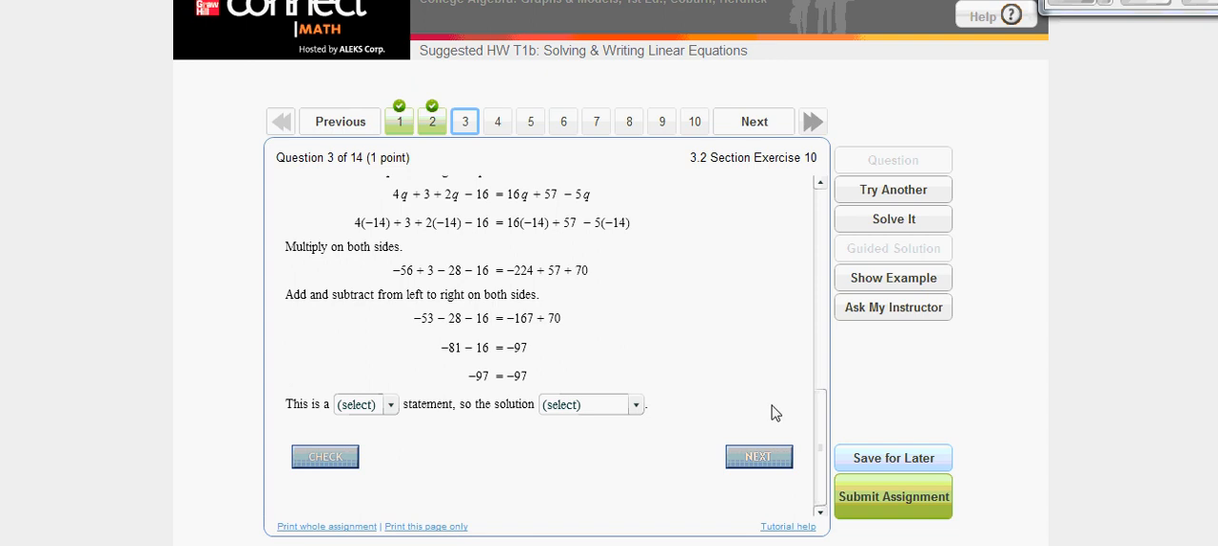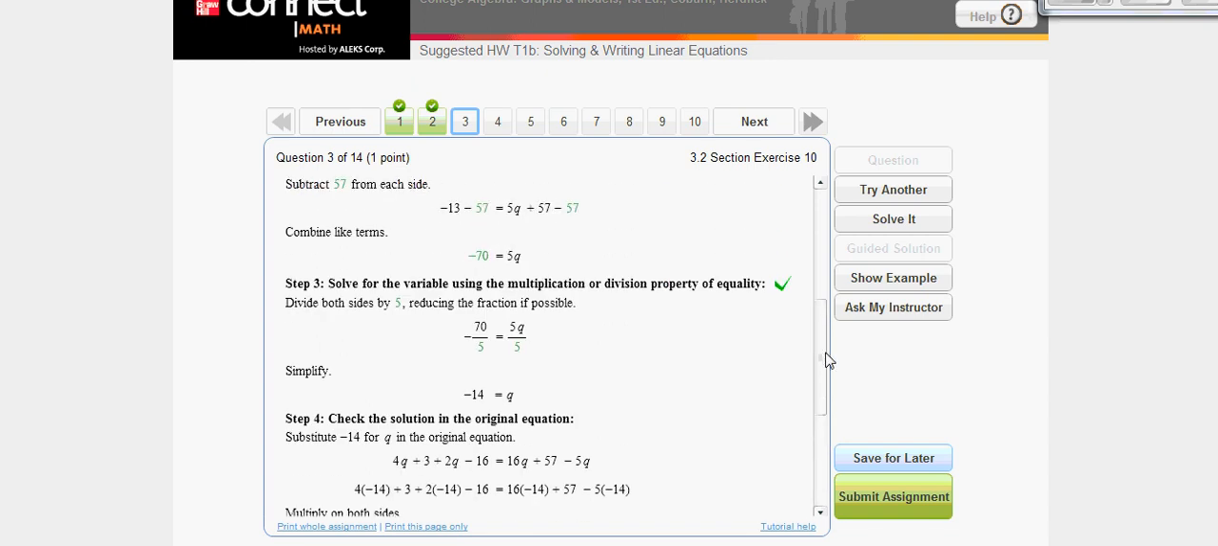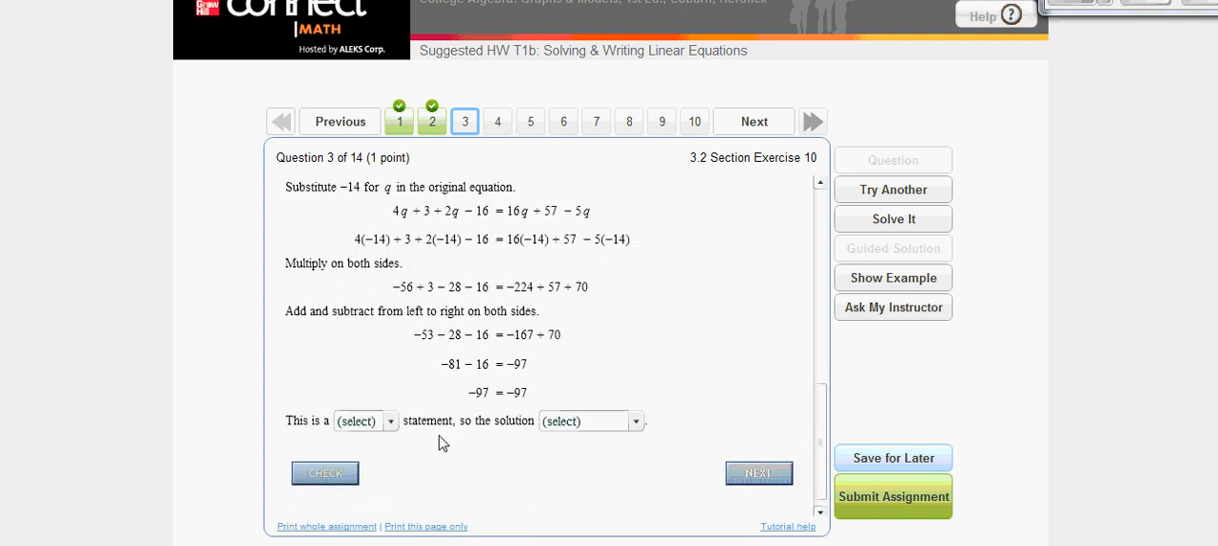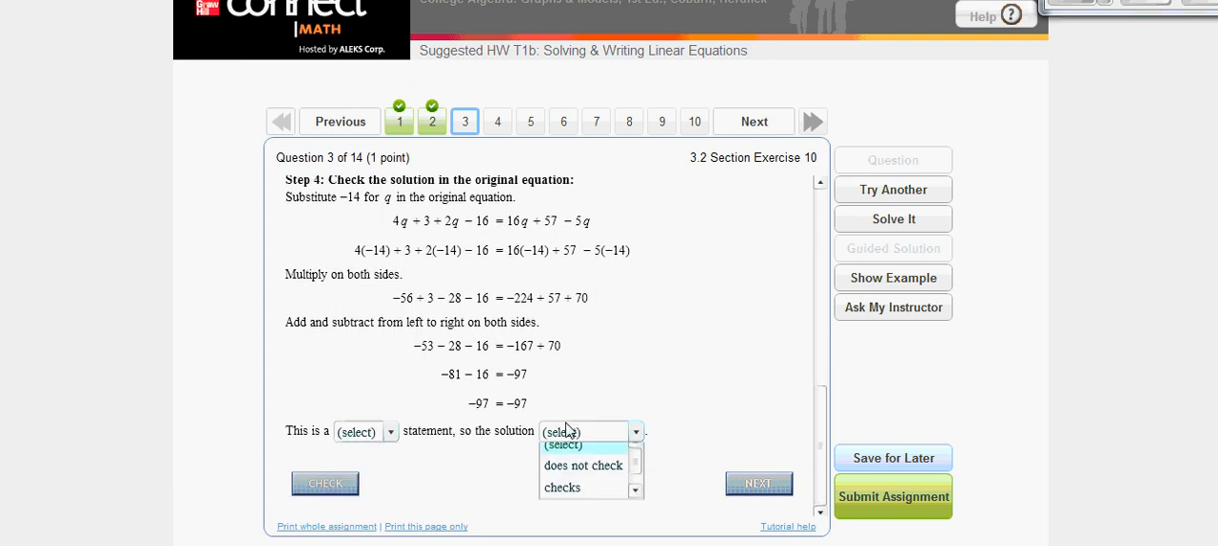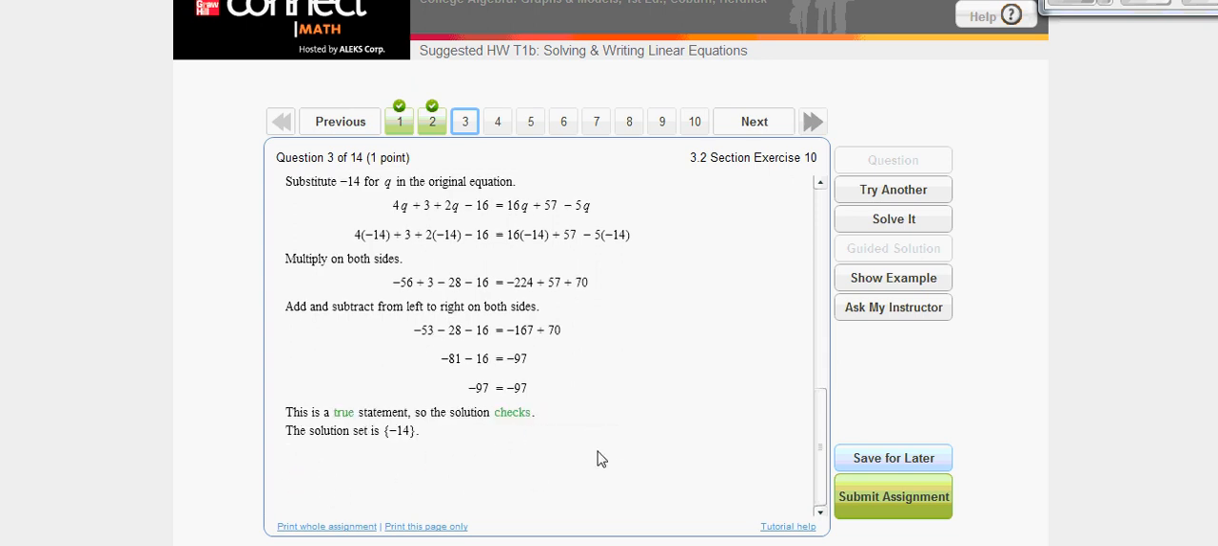Now I get on to what looks like the last section of this question. And the last section says, this is a true statement, so the solution checks. I click check, and I find out both words are green.